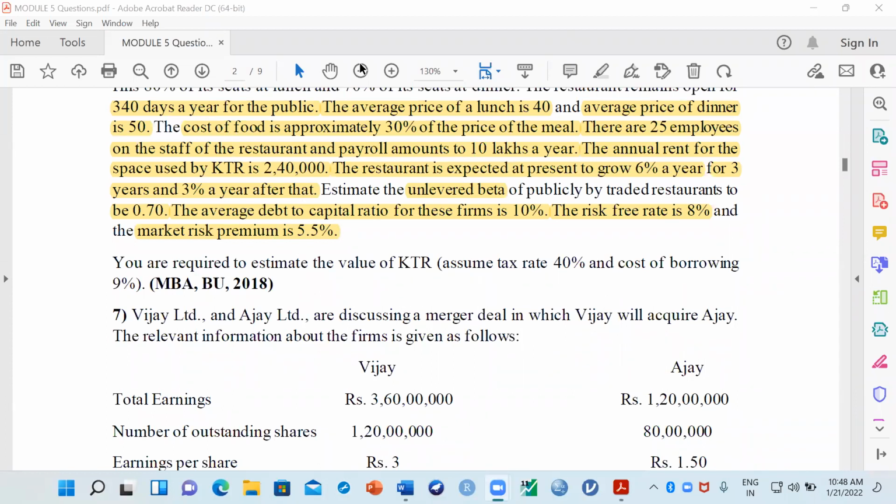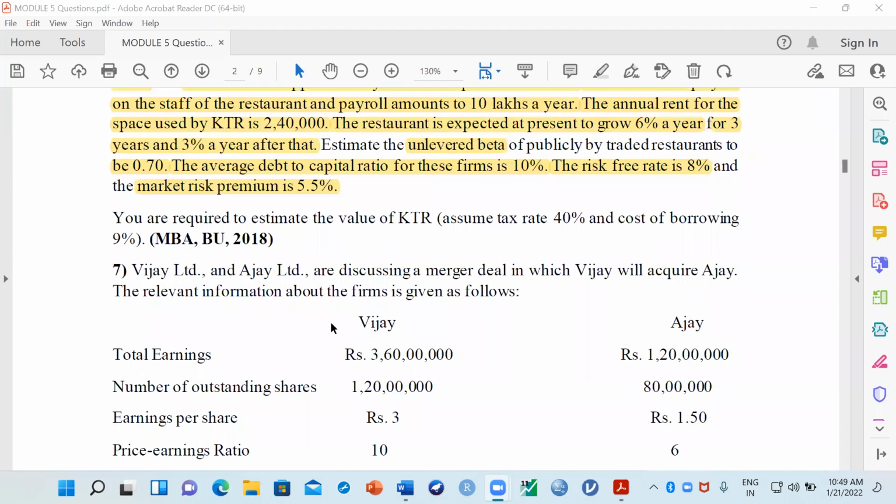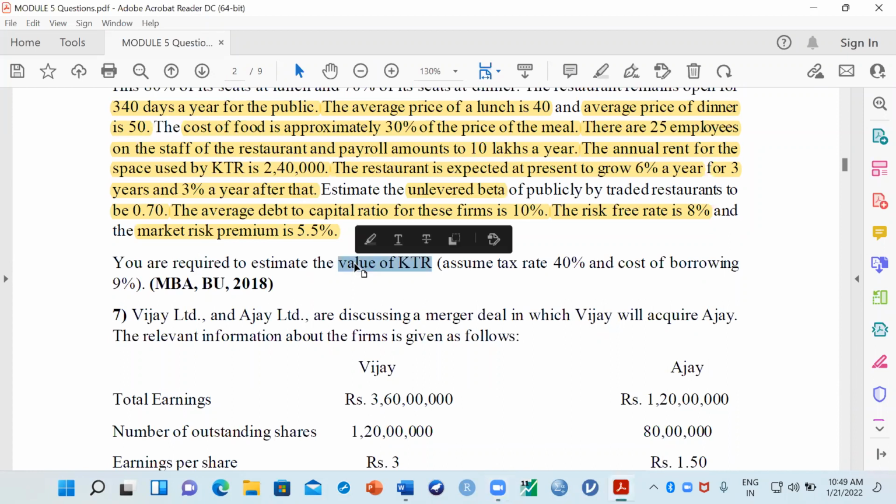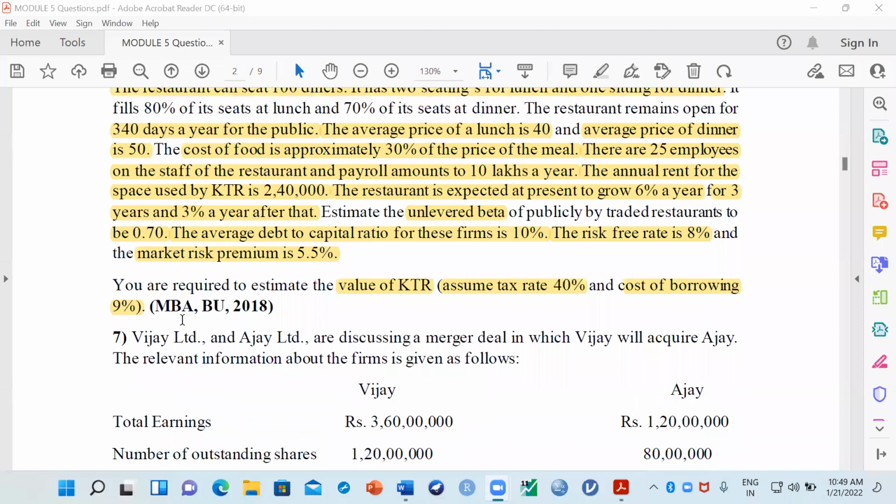Is it clear? Right. Next, you are required to estimate the value of KTR. So you have to calculate the value of KTR, that is the restaurant, assuming that the tax rate is 40%. Tax rate is how much percent? 40%. And cost of borrowing is 9%. Cost of borrowing is how much percent? It is given as 9%. So what is cost of borrowing? Can you put an answer in the chat box? What is cost of borrowing? What does it signify here ultimately?